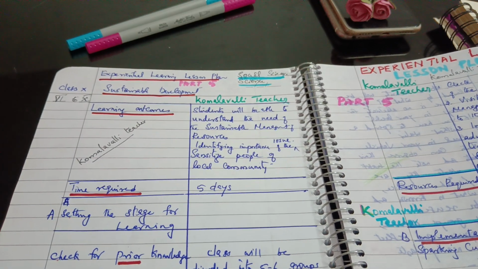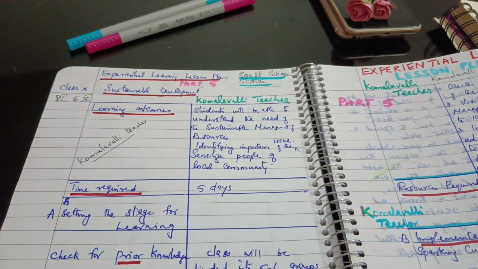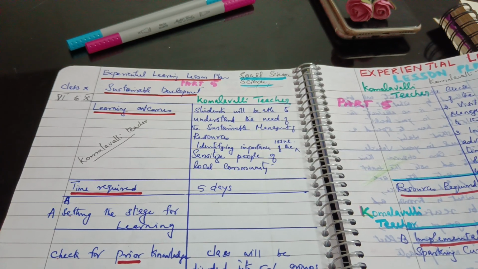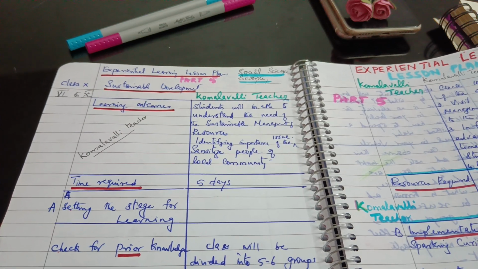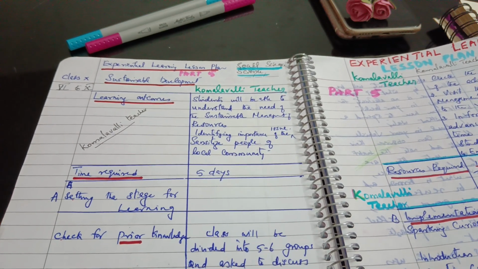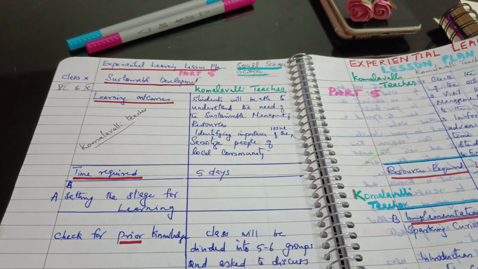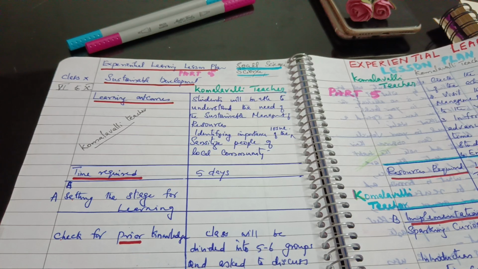As it is a sustainable development experiential learning, it needs 5 days to complete, so the time required here is 5 days. There can be variations. They first understand the concept, and only after that do they have the field trip or planned visit, like an experiential learning. Here, we set the stage for learning.